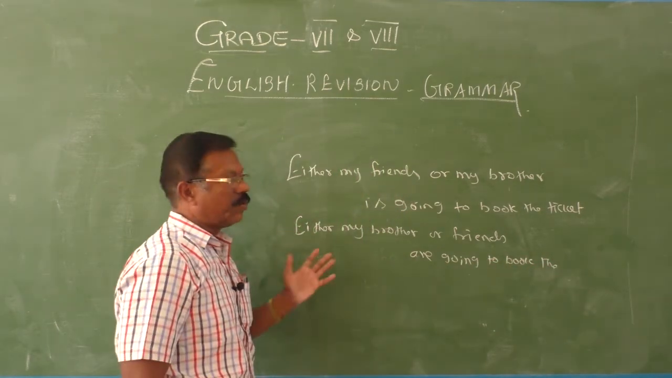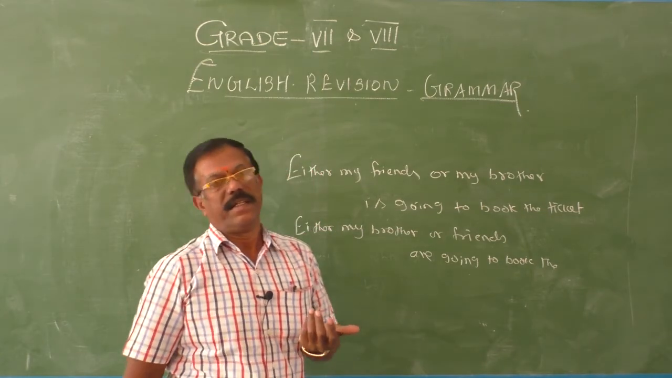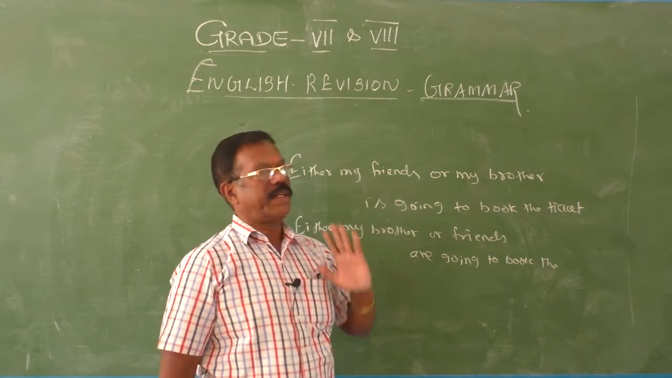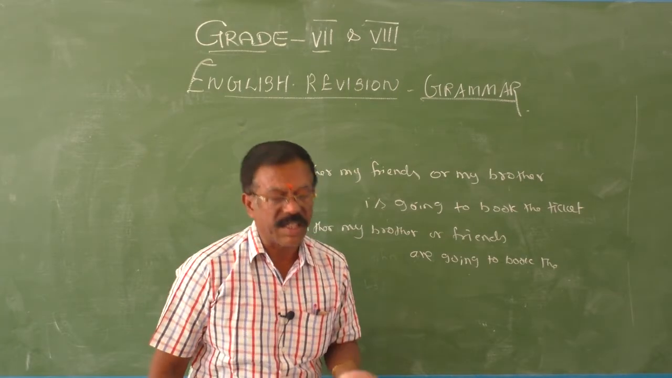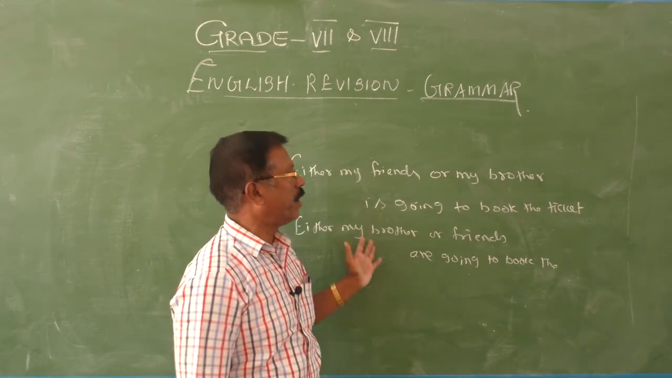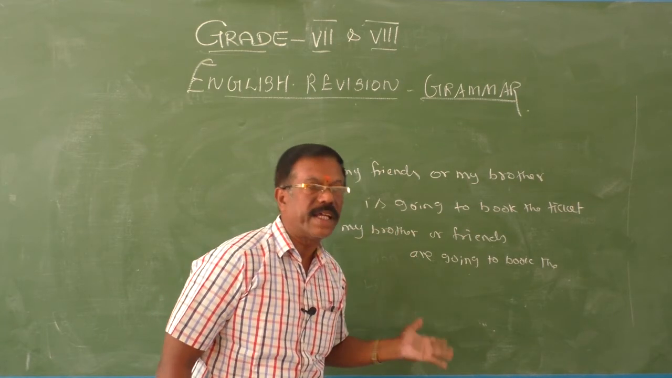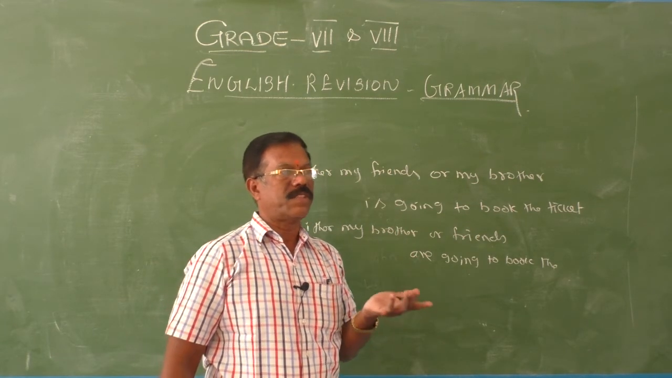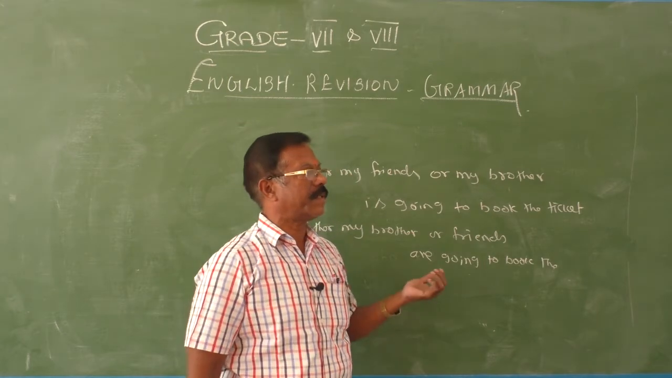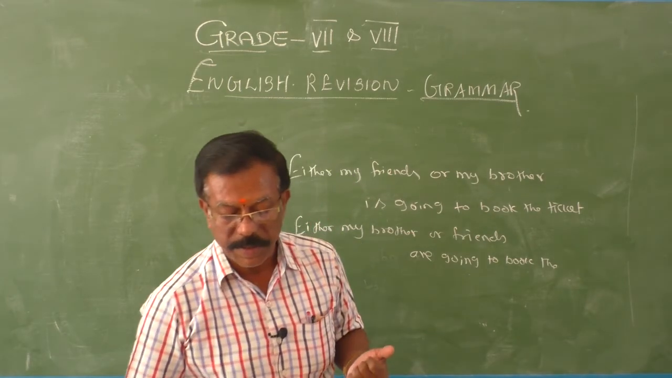So we have to decide. When two different subjects are connected by a correlative conjunction, one plural and another singular, the verb should always agree with the nearby subject. If the nearby subject is singular, we have to use a singular verb. If the nearby subject is plural, we have to use a plural verb.